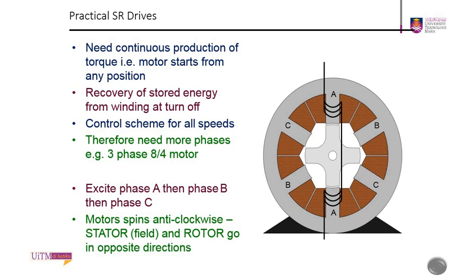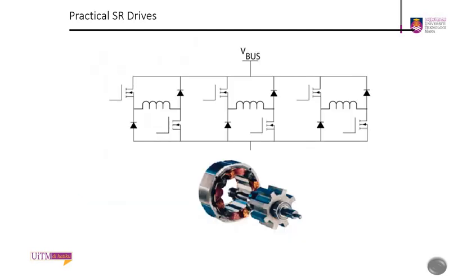So this is an example of a 3-phase system. You have your bus here, and then the switches will be turned on and off according to the position of the rotor.